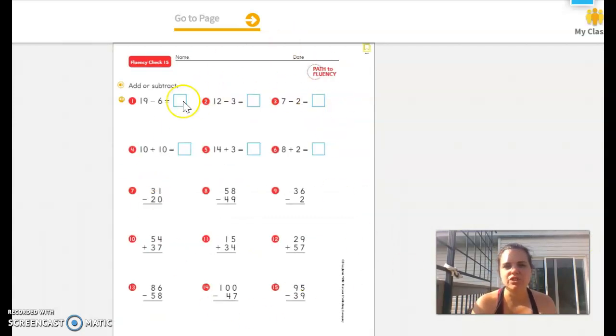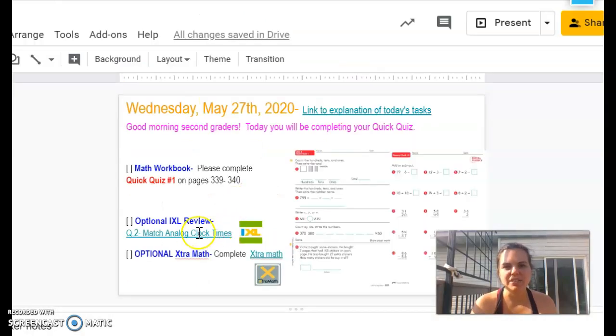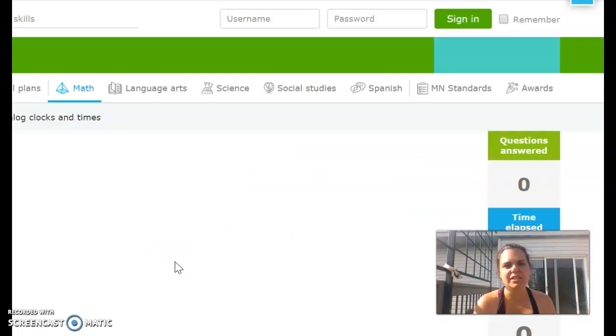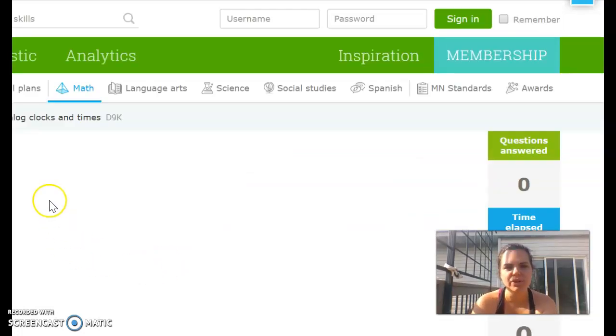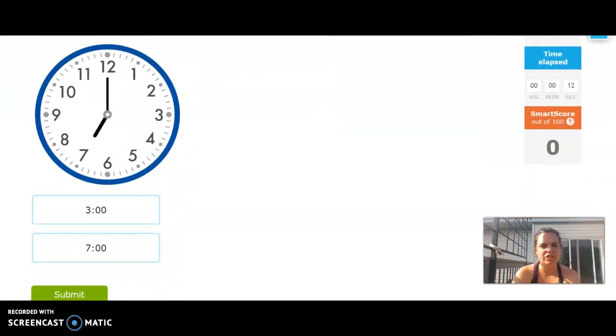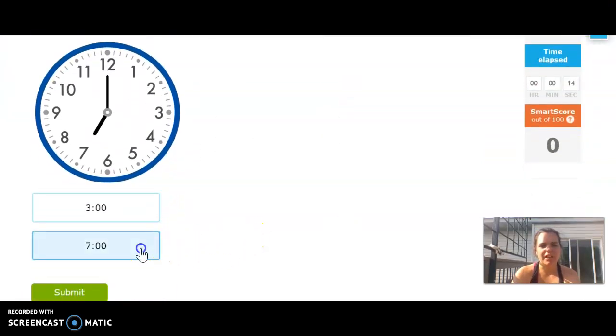Then you're going to do your addition and subtraction on the back. When you are done with that, I want you to go to Match Analog Clocks Q2 for review. So Q2 says, what time does the clock show? 7 o'clock.